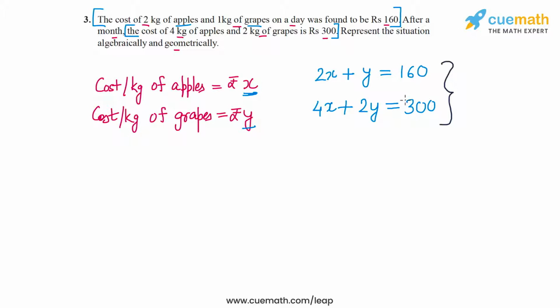Now we will plot these two equations to represent the given situation graphically. So here's our axis with the horizontal axis representing X, or the cost per kg of apples, and the vertical axis representing Y, which is the cost per kg of grapes. And I'm using a scale of 1 unit representing 10 rupees on both the axes. I'm using this scale because it will make it easier to plot the two equations. So let's go to the two equations and find some solutions for them.